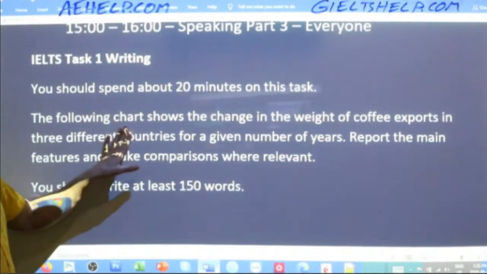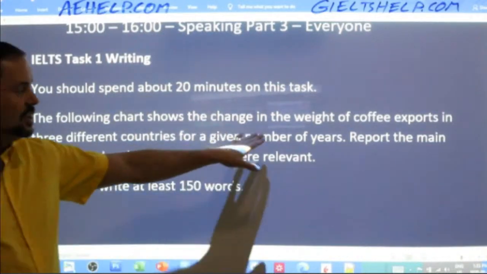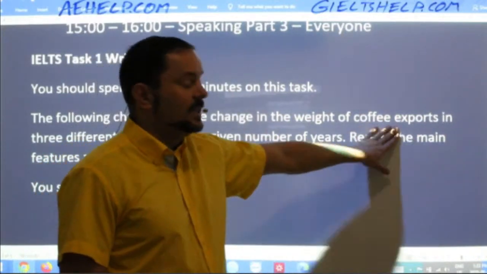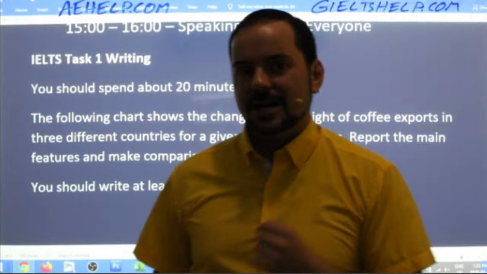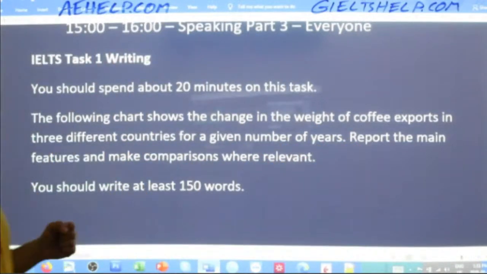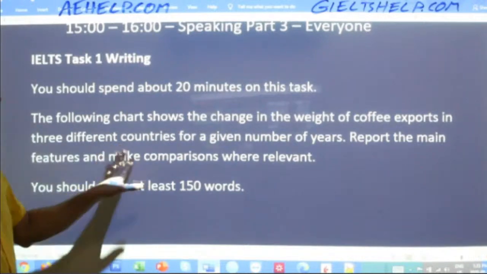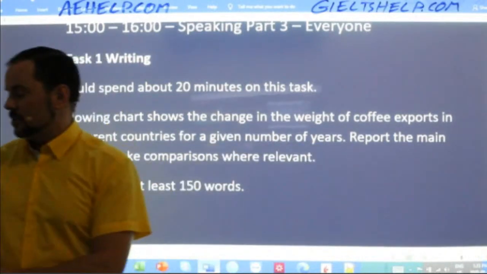Okay, so it's some kind of a chart. It's showing us the change in the weight of coffee exports. So that means coffee that is going out of the country. And then in 3 different countries, so what countries could those be? And then for some years, what years could those be?